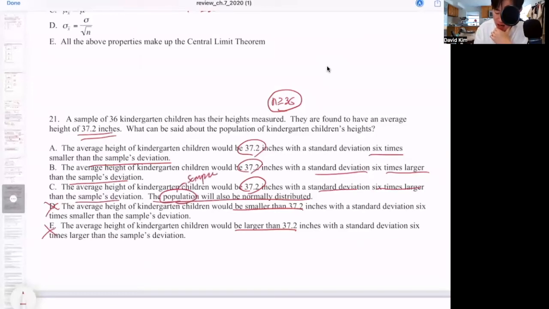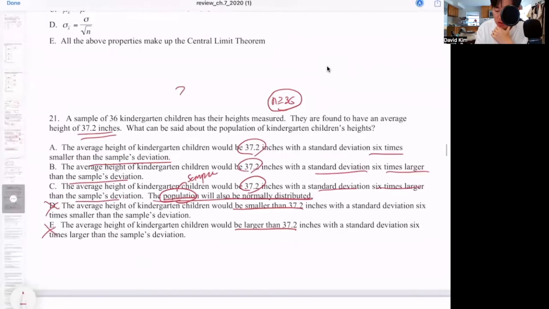So I can't say the population will also be normally distributed because they didn't tell me that the distribution of the kindergarten children is normal. The sample distribution can be approximated as normal because the sample size is big enough for us to assume that. So C is out because we have no information about the population distribution. So really between these two, you have to end up using algebra.